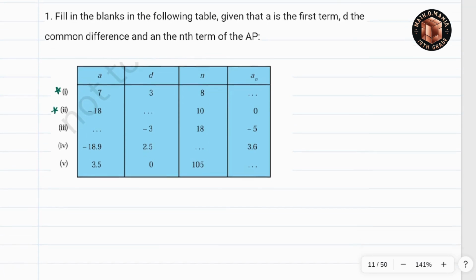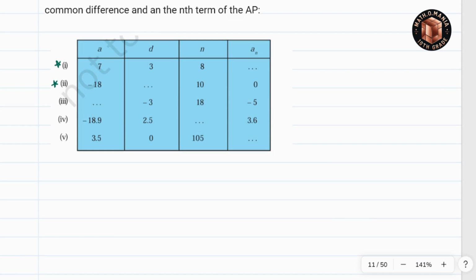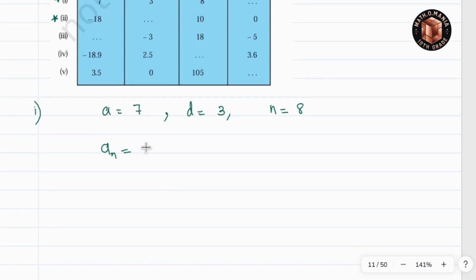So here, we will try to do question number 1 and 2. Here, if you observe, A equals 7 in question number 1. Given D equals 3 and n equals 8. What they are asking us is to find An. What's the equation for finding An? An equals A plus (n minus 1) into D.